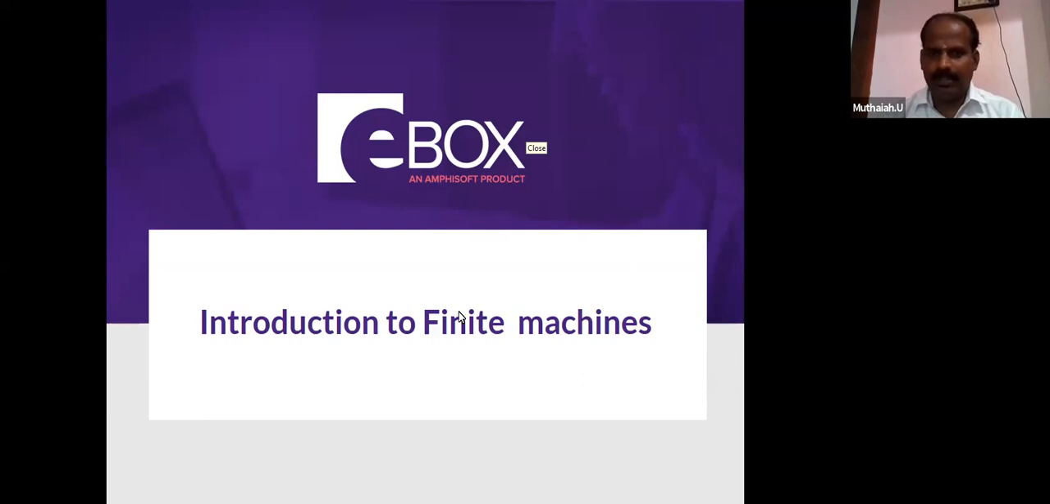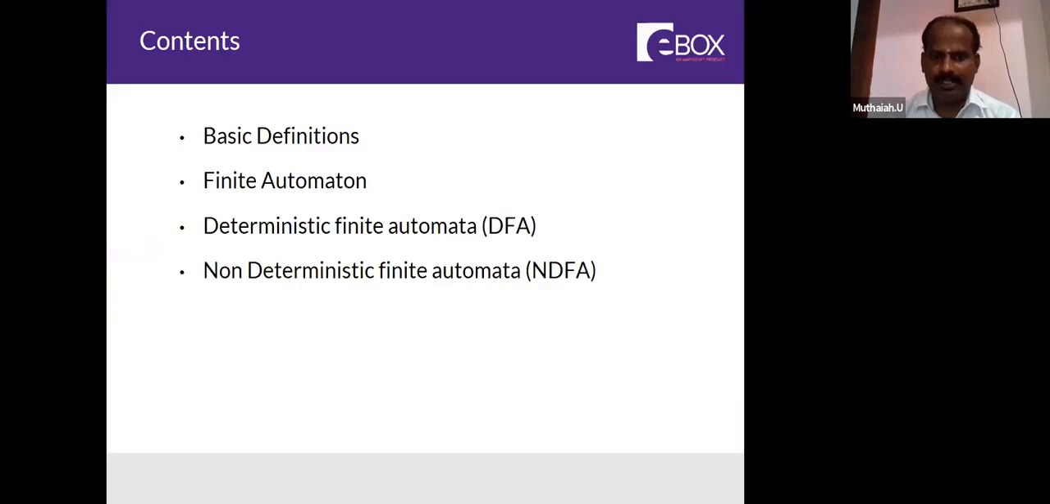Okay. So finite automata. The contents are the basic definition: finite automata, deterministic finite automata, and non-deterministic finite automata. These are the topics we will discuss today. And already you know it's abstract machines.